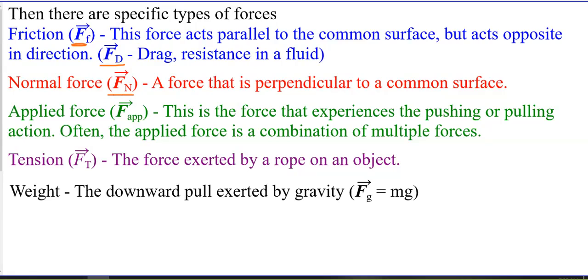The normal force is perpendicular to the common surface. The reason an object won't break through the table is because the table is pushing up on the object with the exact opposite force of the weight. So it's always straight up on a flat surface.